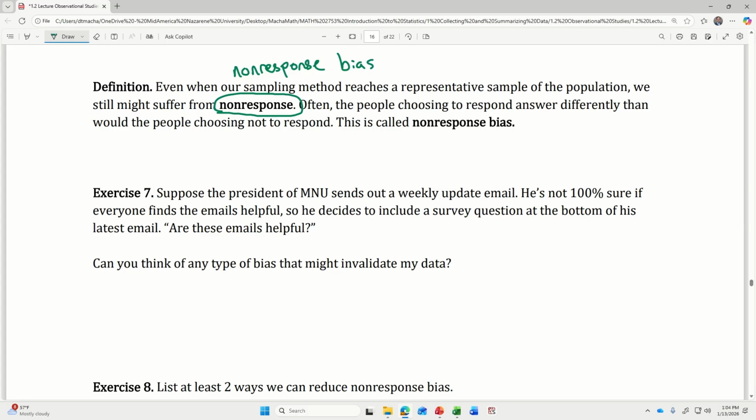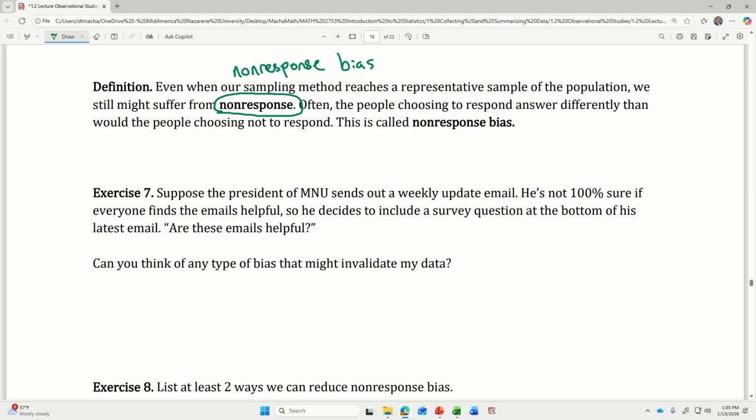He's not failing to reach out to the correct sample group. He's sending the emails to everybody. He's trying to make the attempt to reach out to the correct people. But the problem is non-response. The problem is, if I really hate these emails, I'm not going to pay close attention to them. I'm not going to take the time to fill out the survey.